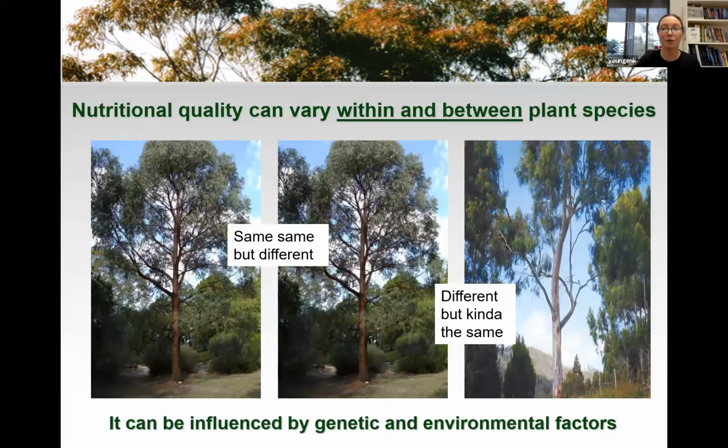Nutritional quality, the good stuff and the bad stuff, can vary within and between plant species. It can be influenced by both genetic and environmental factors. That means you can have two plants of the same species that might have different chemotypes that make them quite different from a nutritional perspective. Alternatively, you can have two different eucalypt species that are actually quite similar in nutritional quality for a particular animal.